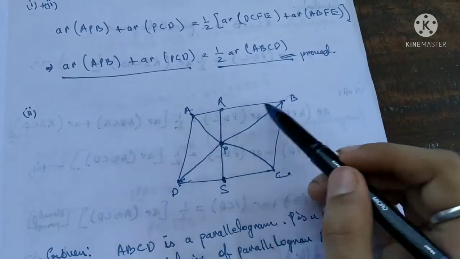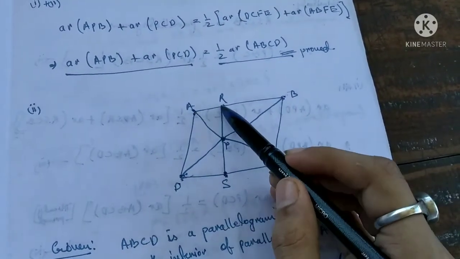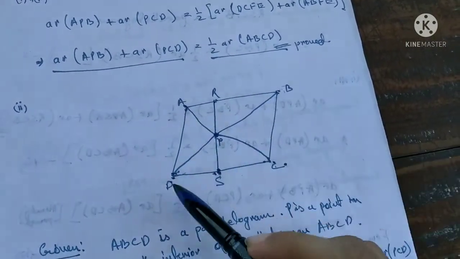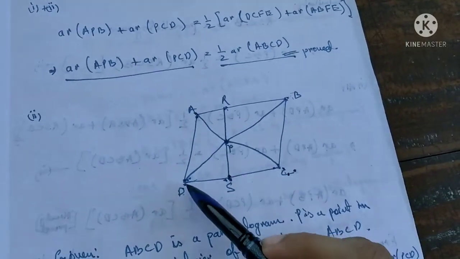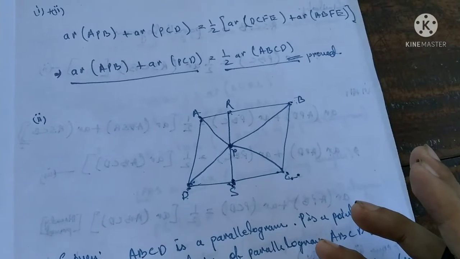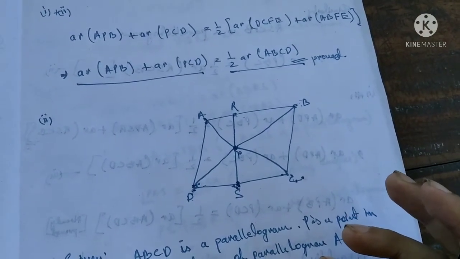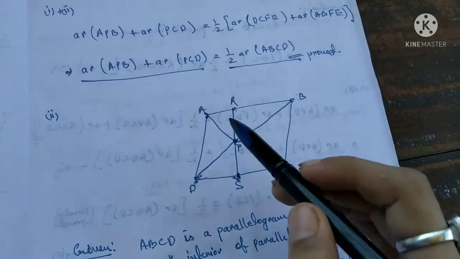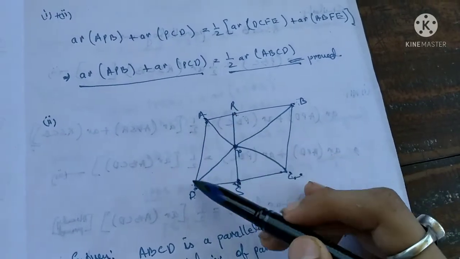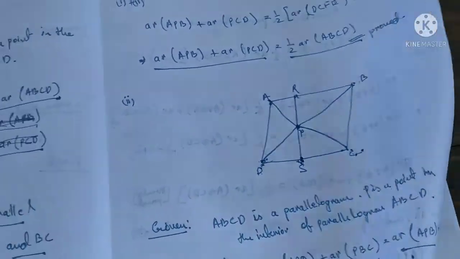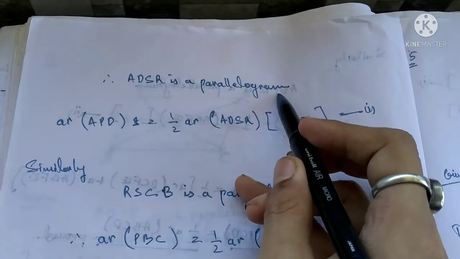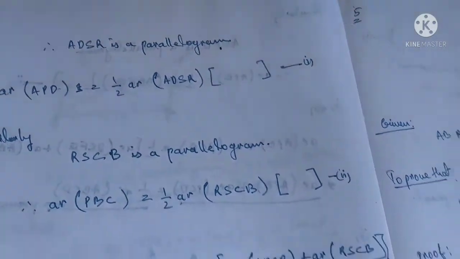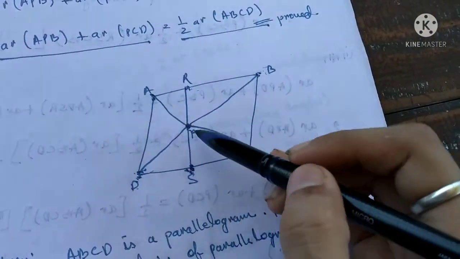Now, AB is parallel to DC, so therefore I can say that AR is parallel to DS. Now I can say that ADSR is a parallelogram, because the opposite sides are parallel, as I have shown. So the quadrilateral is a parallelogram. Now in this parallelogram there is a triangle PAD.